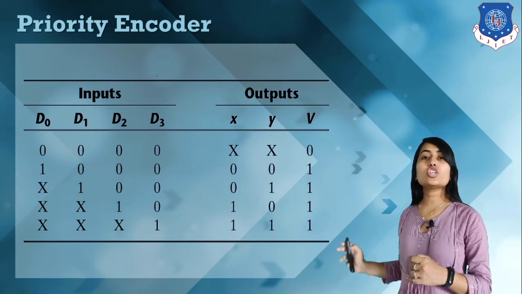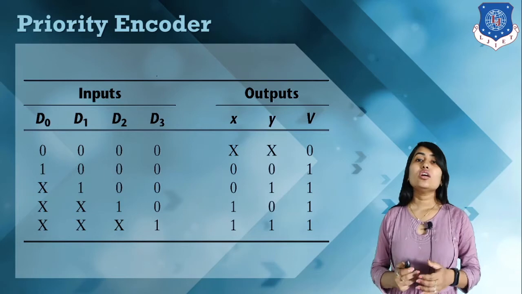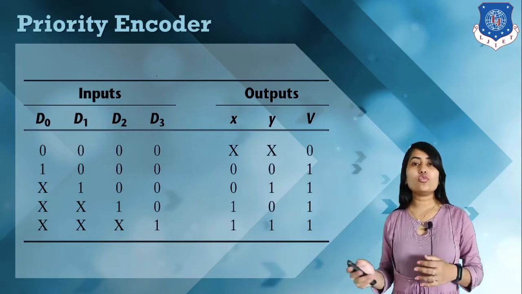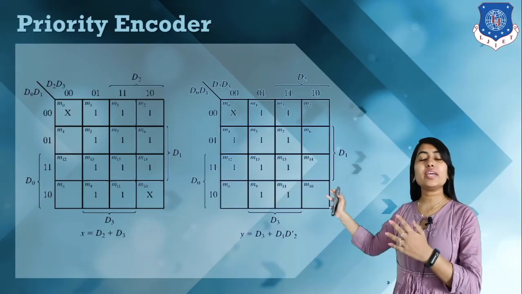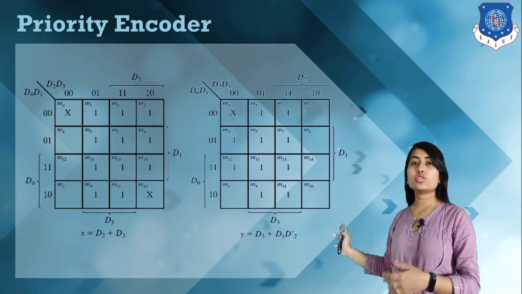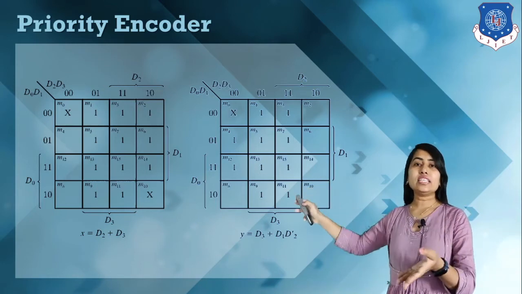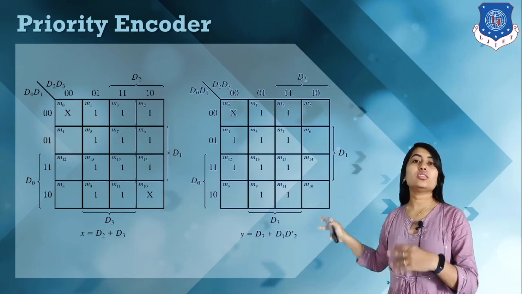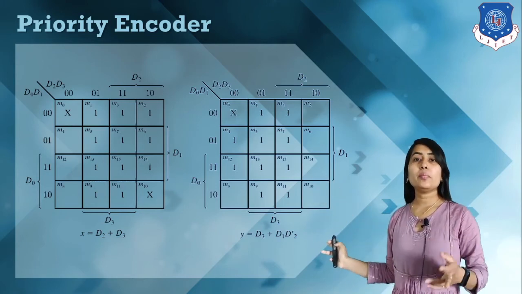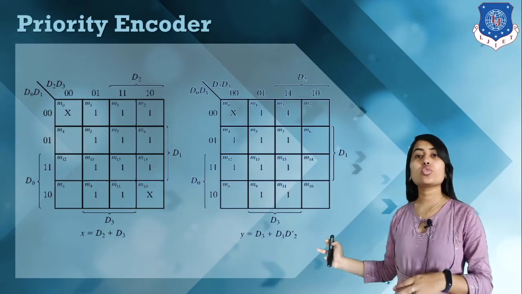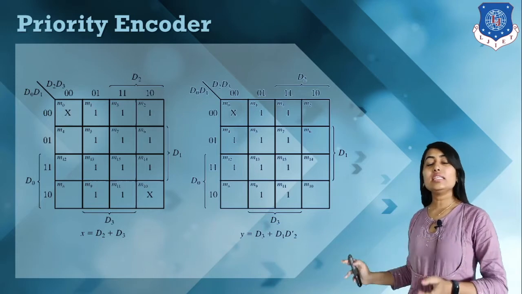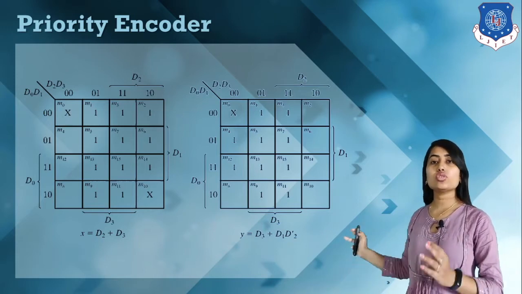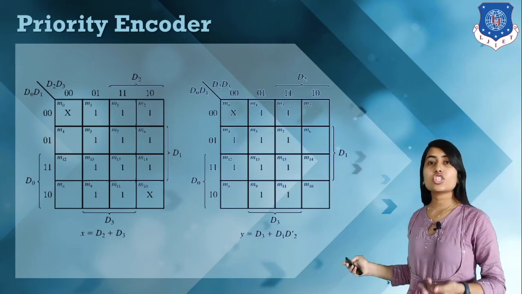So this is our truth table for priority encoders. We can make expressions for x and y with the help of a k-map. In terms of d3, d2, d1, d0, we make the k-map, make groups, and then write the logical expressions. So x is equal to d2 plus d3, and y is equal to d3 plus d1 d2 dash. These are the logical expressions for x and y.